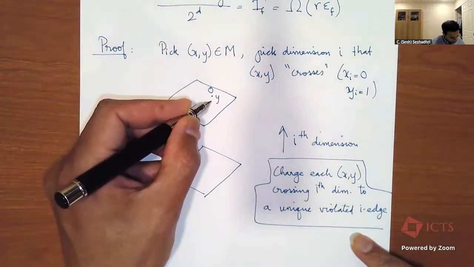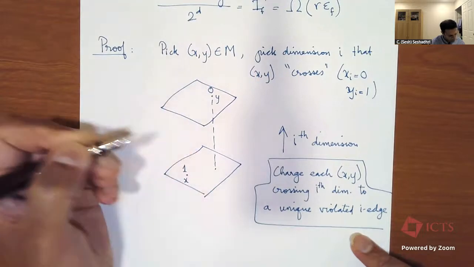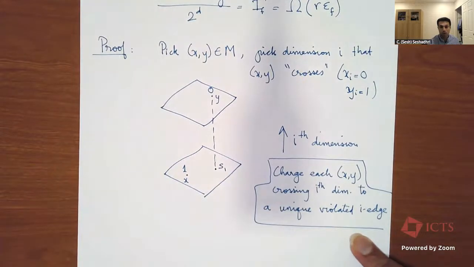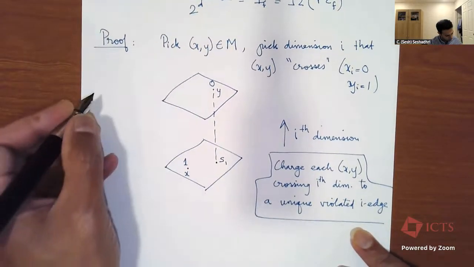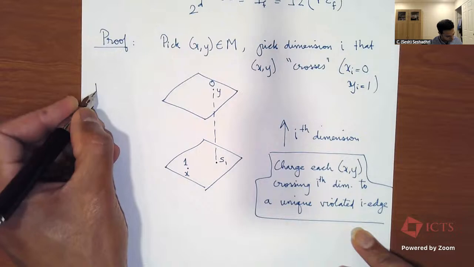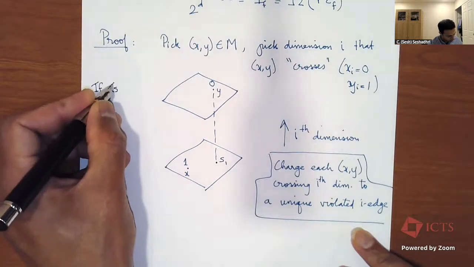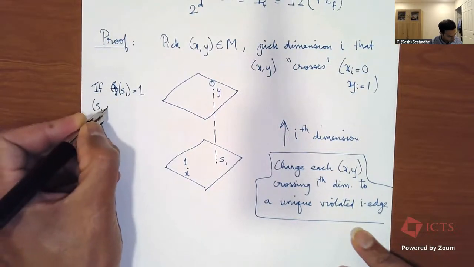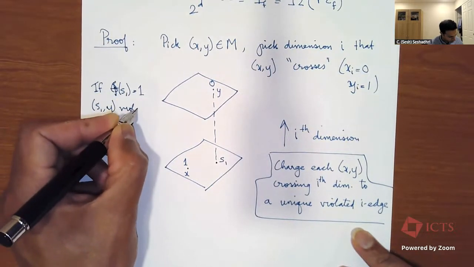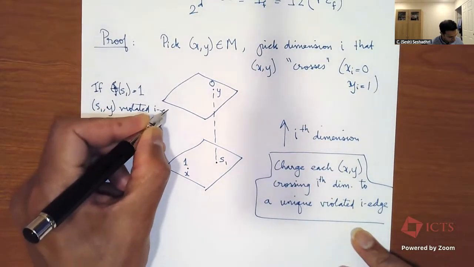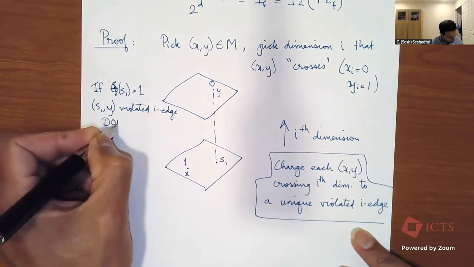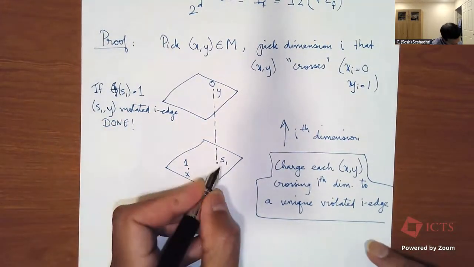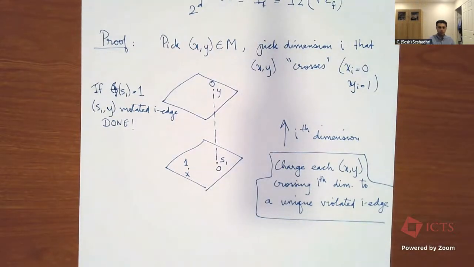So I'm going to begin by projecting y down along this dimension to this point S1. Okay, so now let me write some stuff down. If f of S1 is equal to 1, then S1y is a violated i edge. So I'm done. So suppose I'm not done. This means that the value there is a 0.